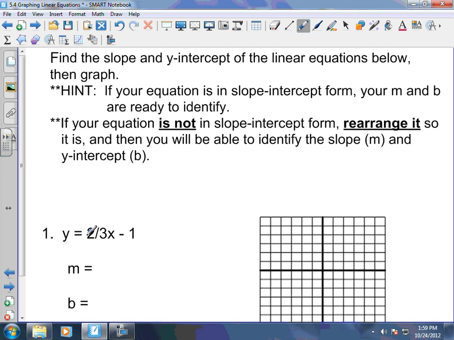Okay, number 1, you know how to do. We went over it in the review. I'm not going to go over it now. However, this hint, if your equation is in slope-intercept form, your slope and your y-intercept are identified. Slope-intercept form looks like this. If it is not in slope-intercept form, rearrange it so that it is. Then you can identify your slope and your y-intercept. So the question is, is this in slope-intercept form? Is this in slope-intercept form? Yes, I know it's in slope-intercept form because my y is isolated.